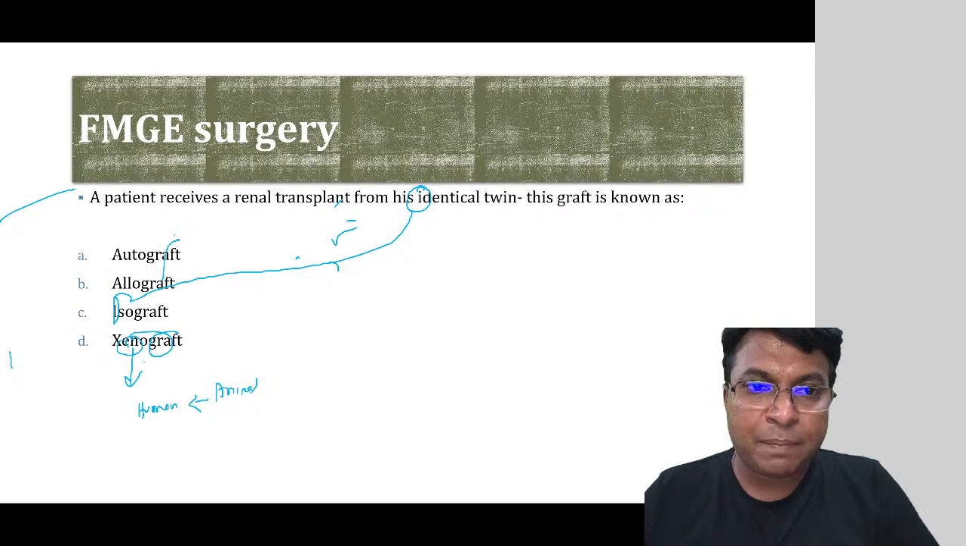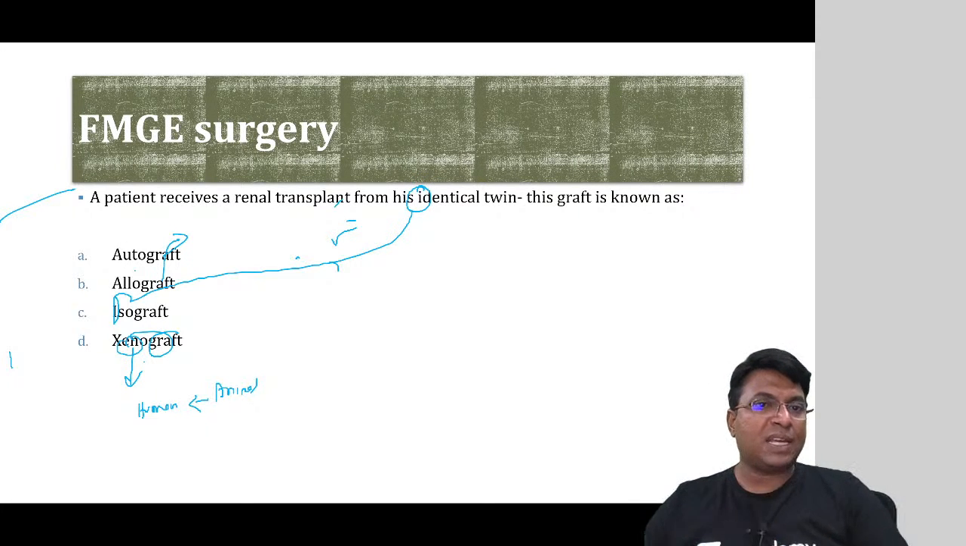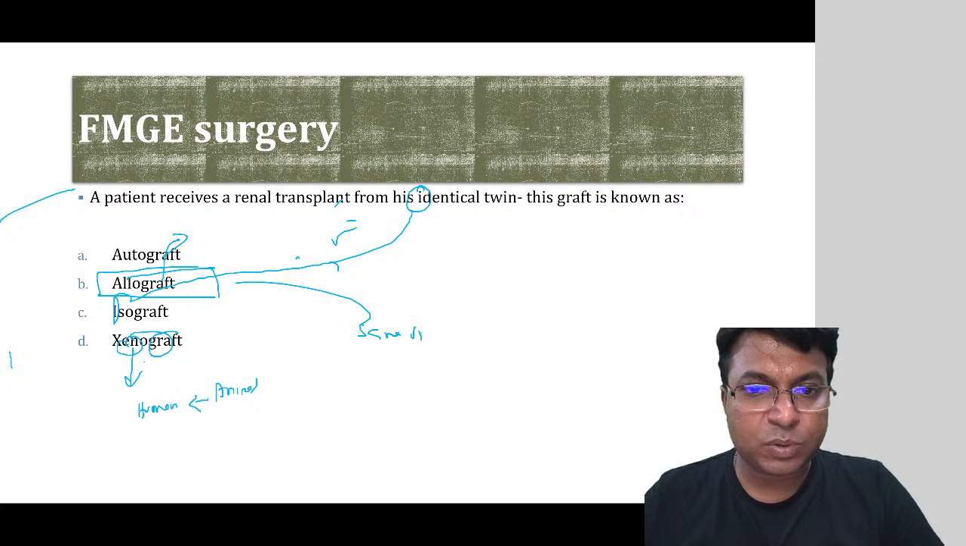Autograft is between the same person, like a skin graft taken from the thigh and put on the shoulder. A skin graft like that is an autograft. Allograft is between the same species. Same species.